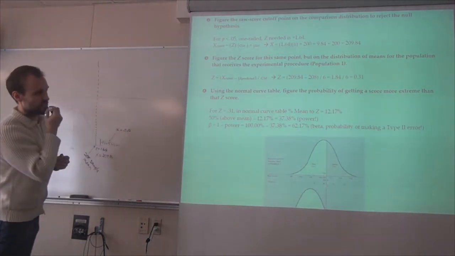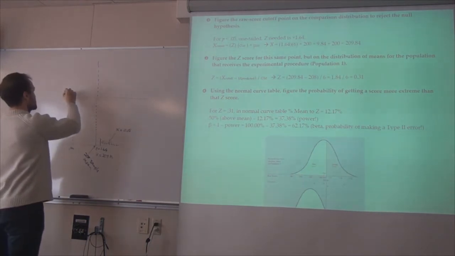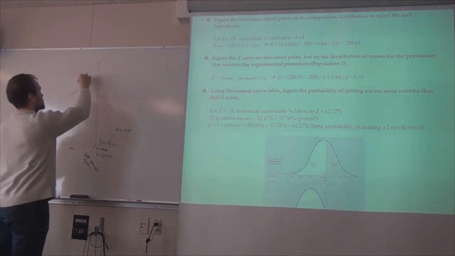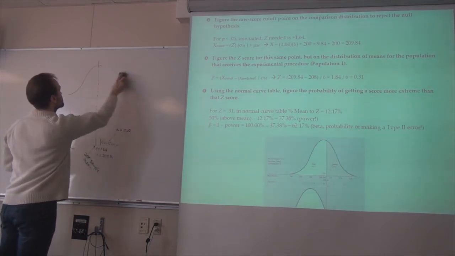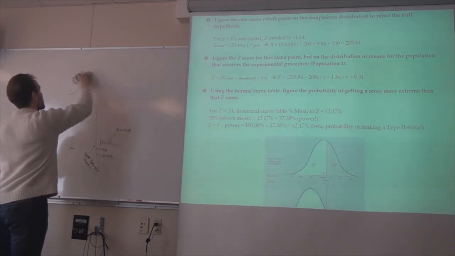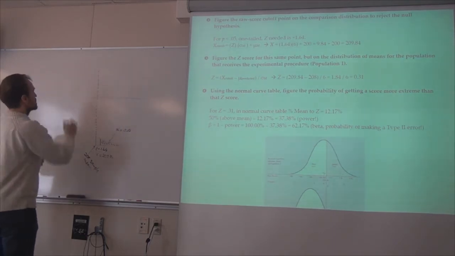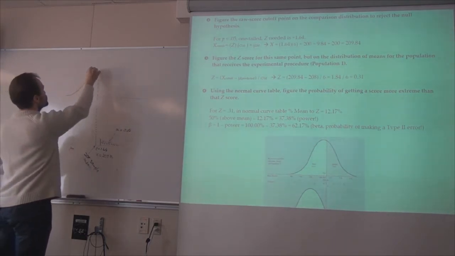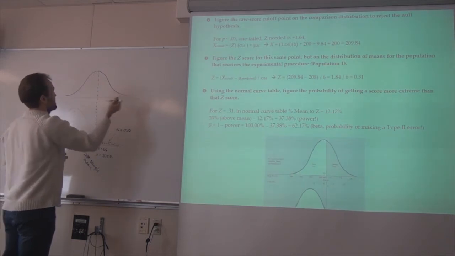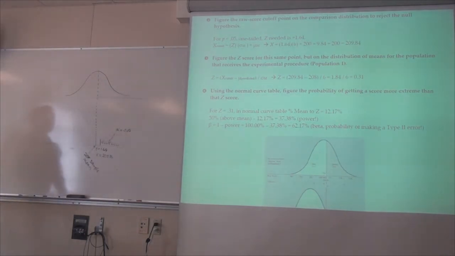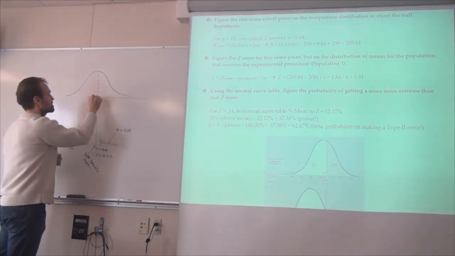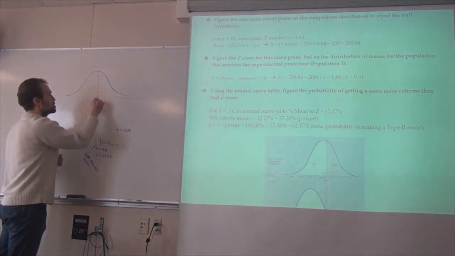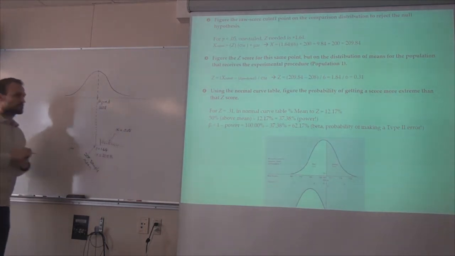I'll put that over here somewhere. Try to make the sketch as good as their sketch. We'll see. Probably not going to be as good. Oh, that's not very balanced, is it? Let's try that again. When I want to have it nice and symmetric, it's not going to be. So here's my mu predicted. That's the 208.